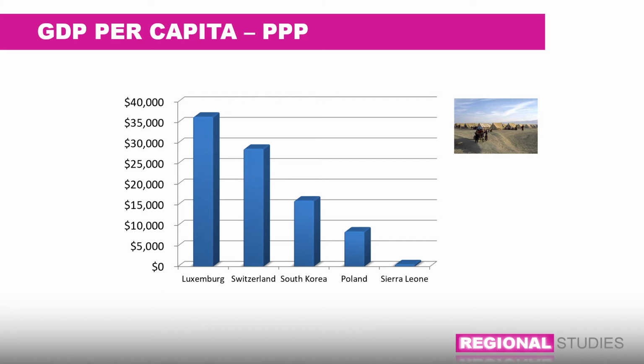But we may say that comparing Luxembourg with, let's say, 35, 40,000 per capita, to Sierra Leone with less than 500, it's almost 70 times higher, like the GDP per capita. So it's a huge difference. It's not just twice, it's not 10 times, it's 70 times bigger in developed countries than in some poor African country.